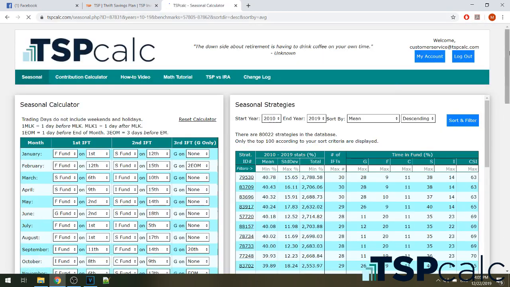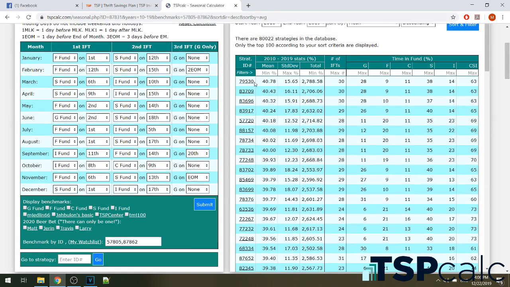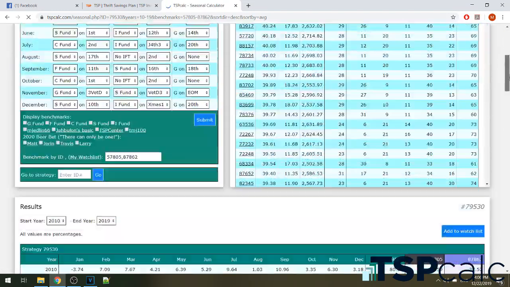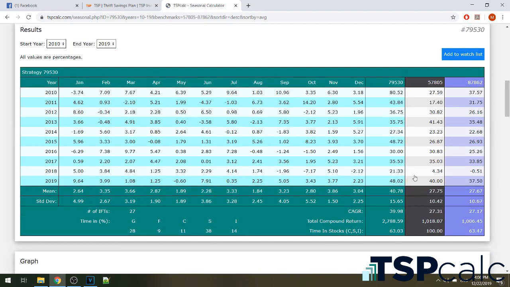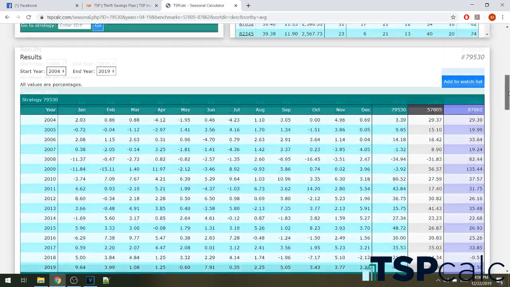So what this is going to show you is the highest mean of any strategy in the database on a 2010 to 2019 basis. So it's 40.78. You click on that and you scroll down and look, it is 40.78. There it is. And again, this updates immediately. So if you want to show what happened 2004 to 2010, just change the start year and it'll show you those rows as well.